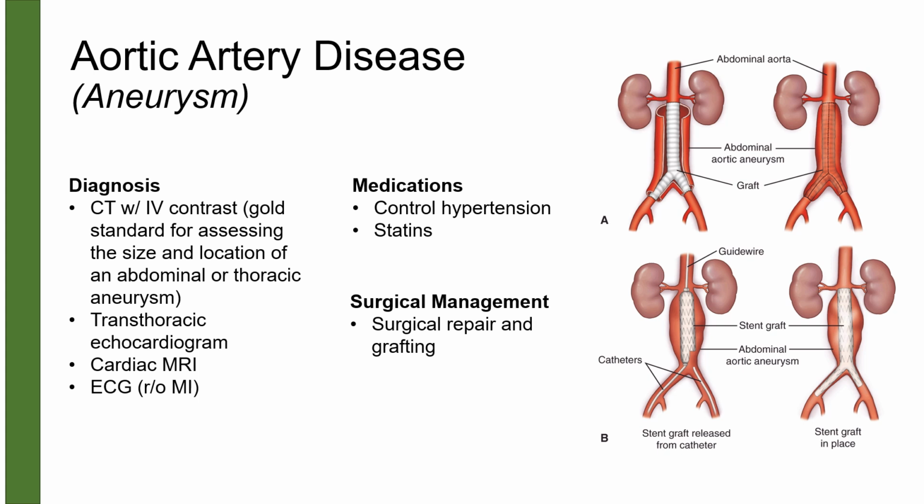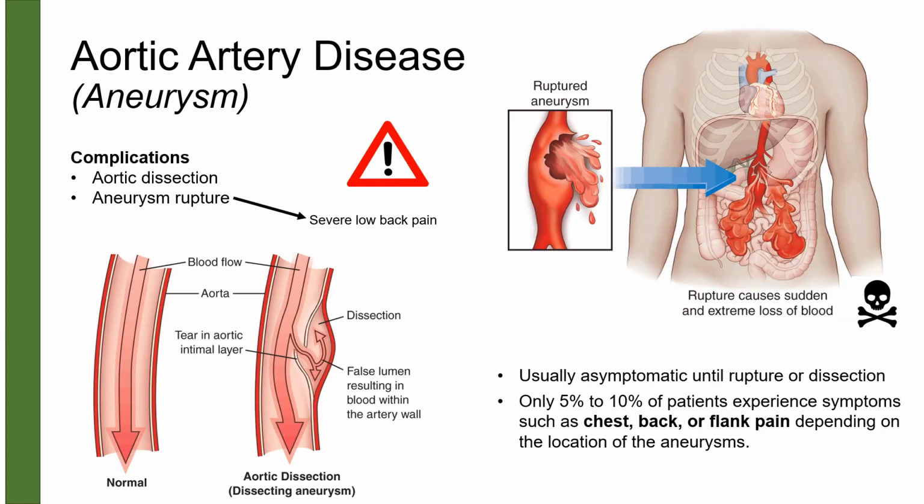So complications of an aneurysm include aortic dissection and aneurysm rupture. So aortic dissection, you can see in this picture here. So blood actually enters the artery wall, so it doesn't escape the artery, but it kind of filters in here and it kind of bubbles on the side. So this is very dangerous and can lead to aneurysm rupture.